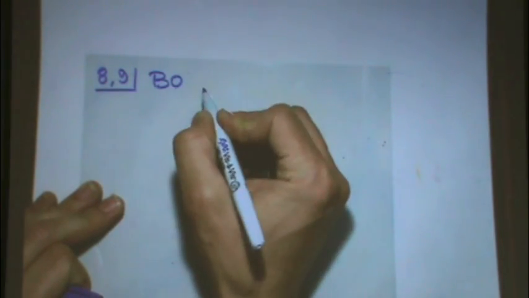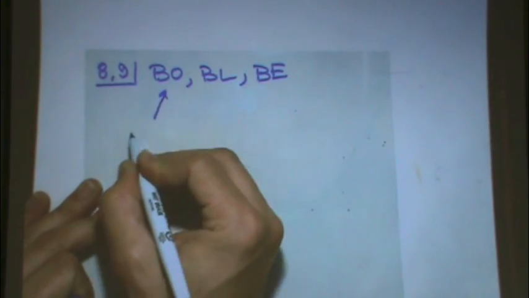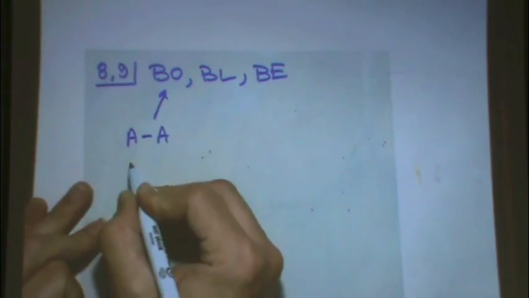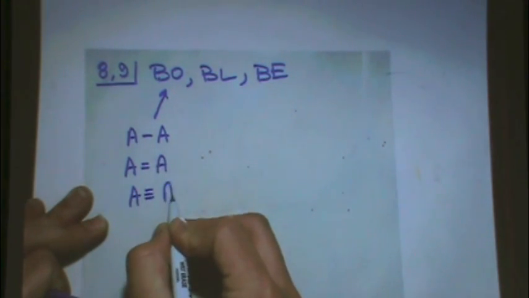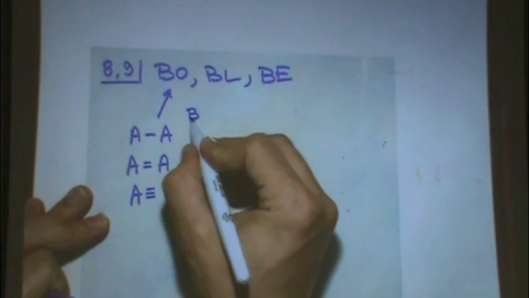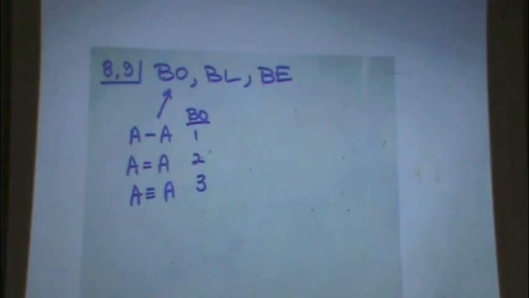It's BO, bond order, BL, bond length, and BE, bond energy. Bond order, bond length, and bond energy. Let's do bond order. Let's say we have two atoms that could have a single, a double, or a triple bond. The bond order would be 1, 2, and 3. It's a way to put a numerical value to a bond. Meaning a single bond has a bond order of 1, a double bond has a bond order of 2, triple bond order of 3.